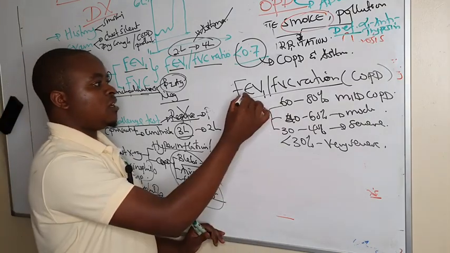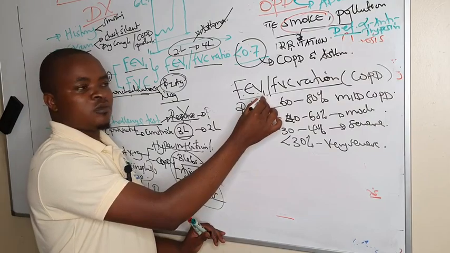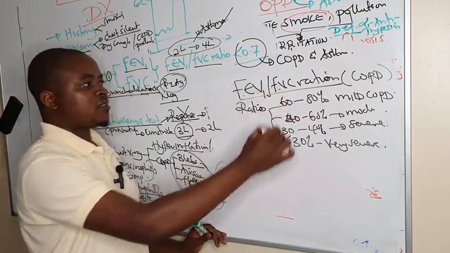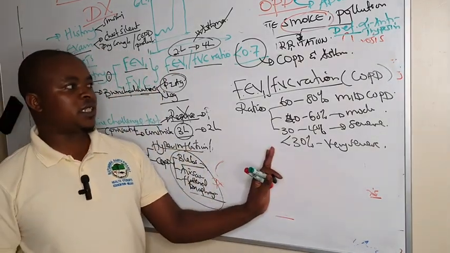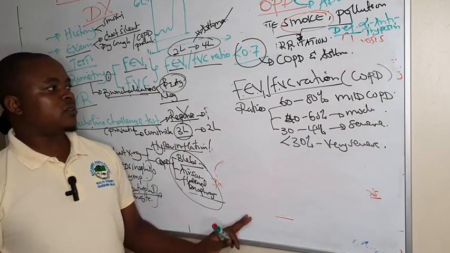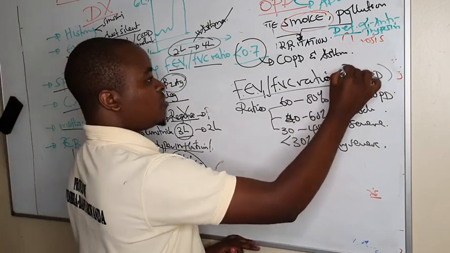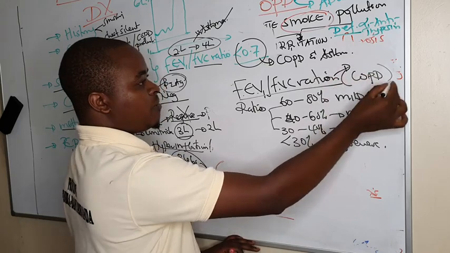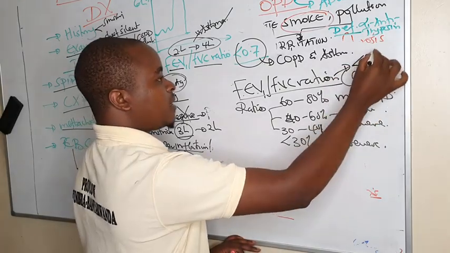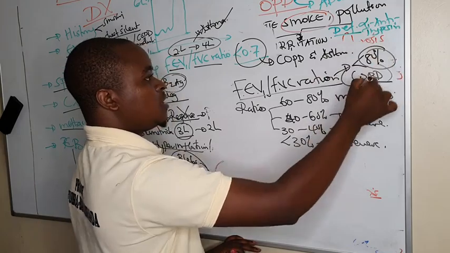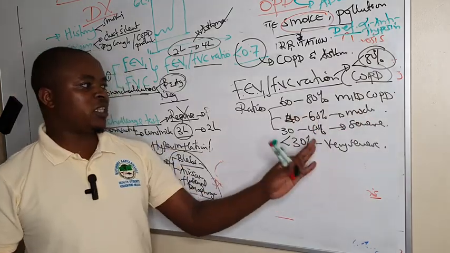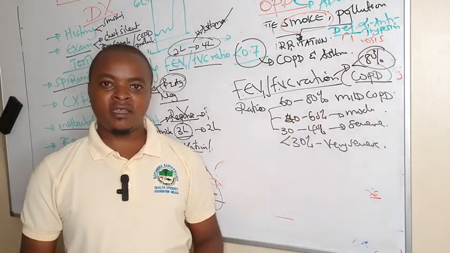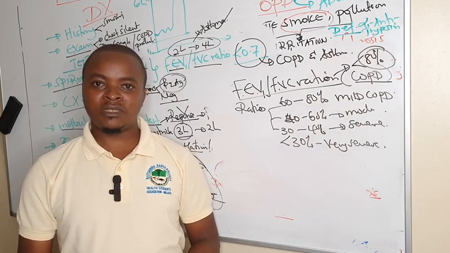After doing the forced expiratory volume in 1 second versus forced vital capacity ratio, we said the normal for confirming COPD is that it should be less than 80% or 70%. So above 80%, that is normal. Then below, we use the figures to classify the severity of COPD.